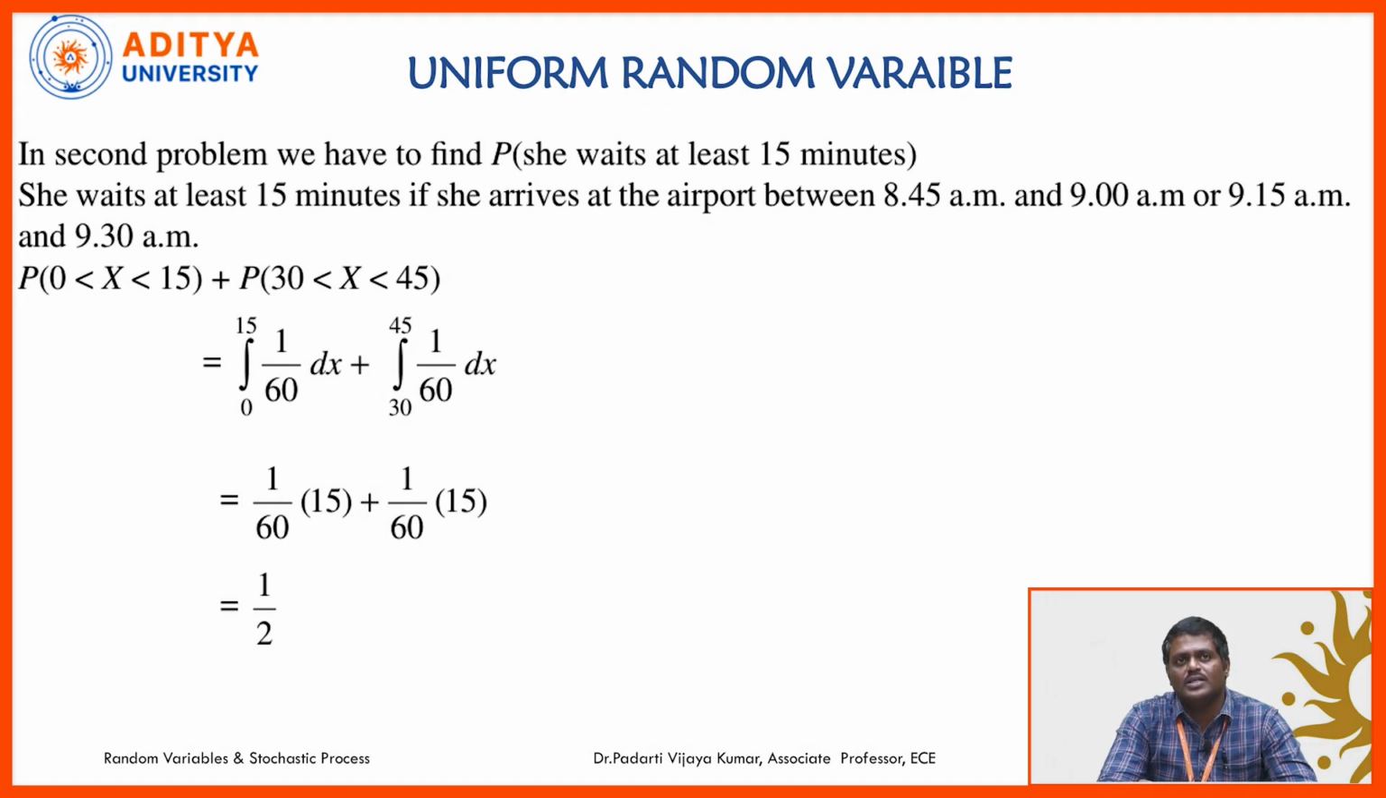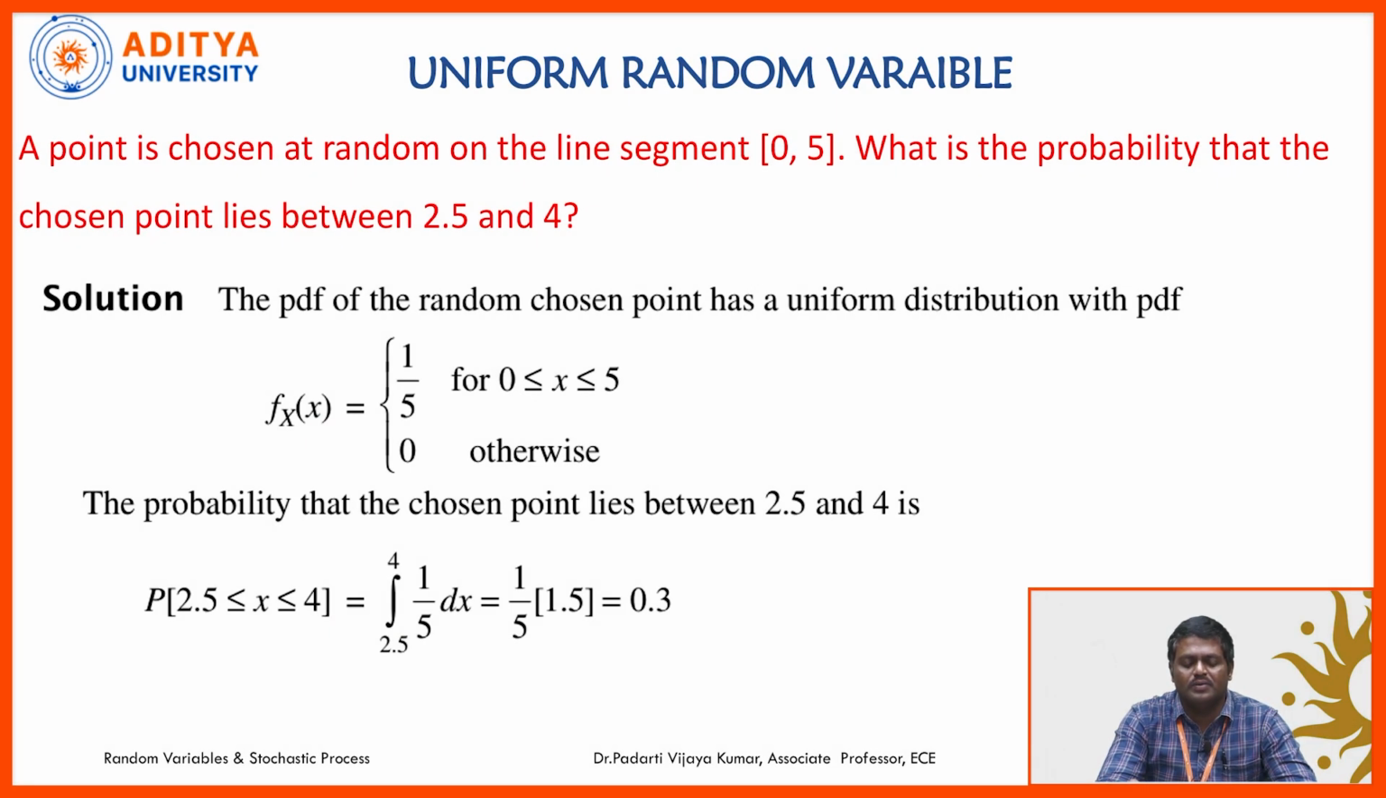In a similar manner, the second scenario is the probability that he or she waits at least 15 minutes. At least 15 minutes means they need to arrive over the time interval 8:45 to 9, to catch the 9 a.m. flight. The other chance is 9:15 to 9:30. So 0 to 15, 30 to 45. Applying the concept of the uniform distribution function and computing the value, we will get 1/2. This is one practical example, okay.